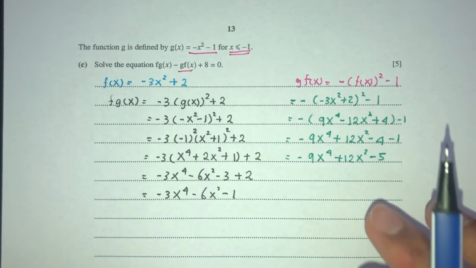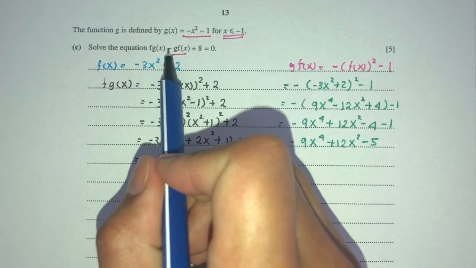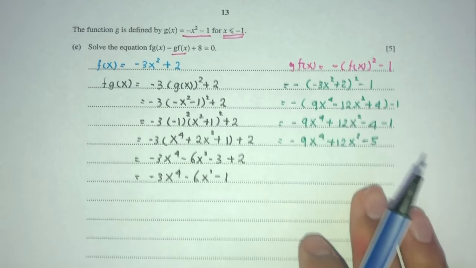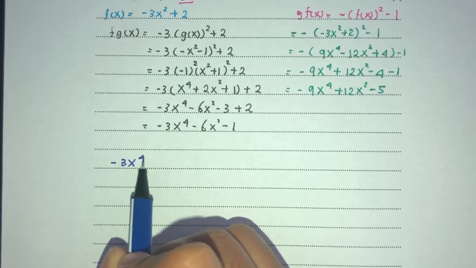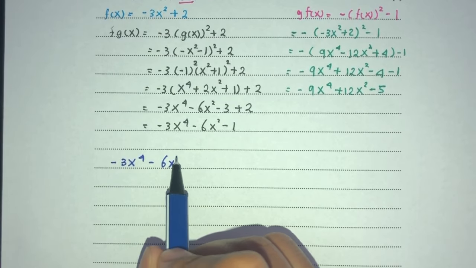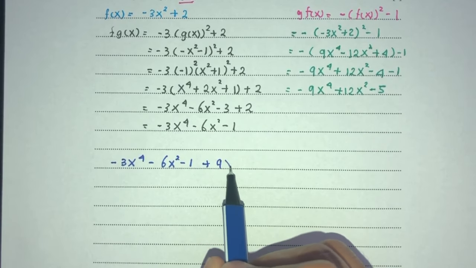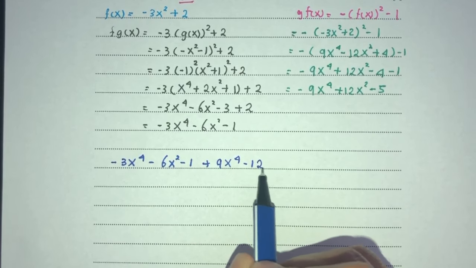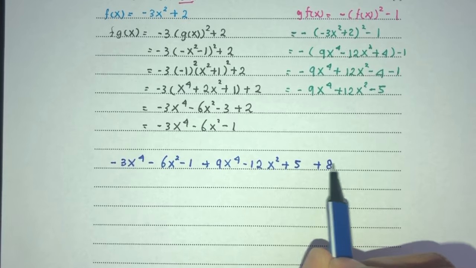Now finally, plug everything back in your main equation. So here you have this, which is this, minus this whole thing. So apply the minus sign in front. You will have minus 3x power 4 minus 6x power 2 minus 1. Now minus this whole thing will become plus 9x power 4 minus 12x power 2 plus 5. Then plus 8 equal to 0.